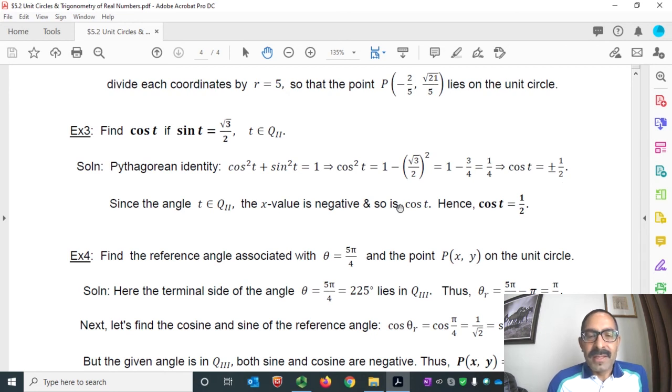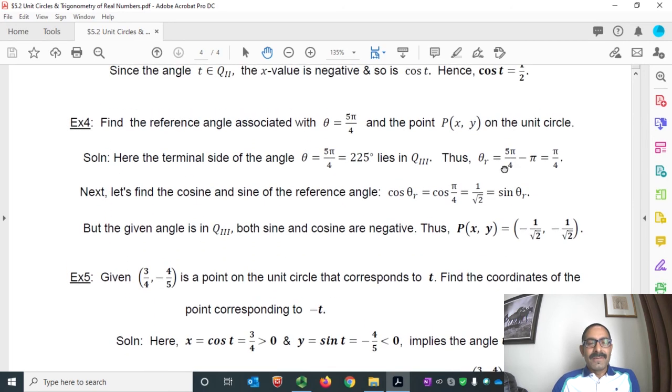Awesome. Since our angle t lies in the second quadrant, the x value should be negative, and so is the cosine t. Hence, cosine t equals negative 1 over 2. So there's a typo here. We do need to put a minus sign here. So minus 1/2. I hope this makes sense to you all. Great. So now let's move on.